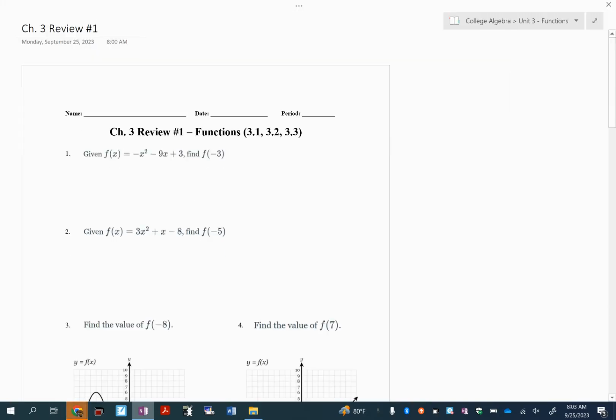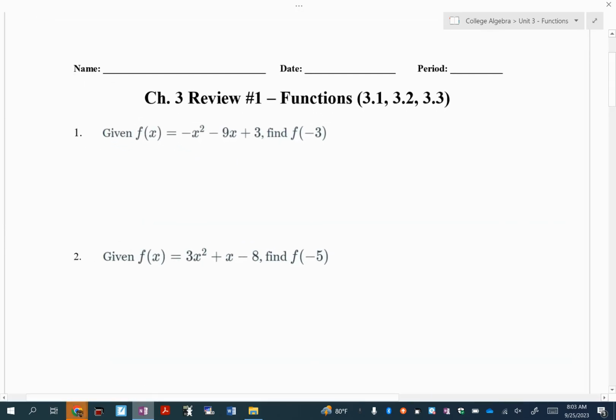The chapter 3 review number 1. Excuse my voice a little bit, just trying to get over a little bit of a cold, but I feel pretty good. So let's go over essentially reviewing sections 3.1, 3.2, and 3.3.